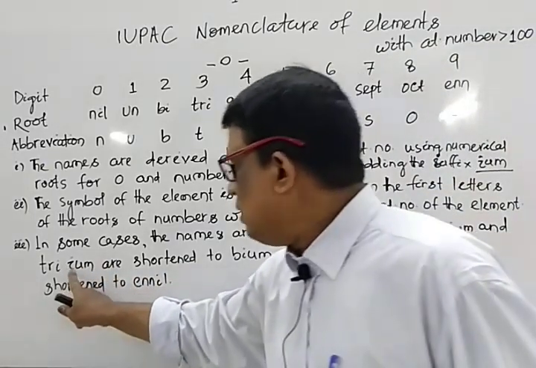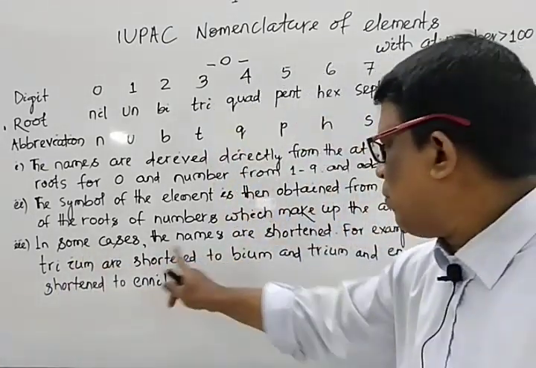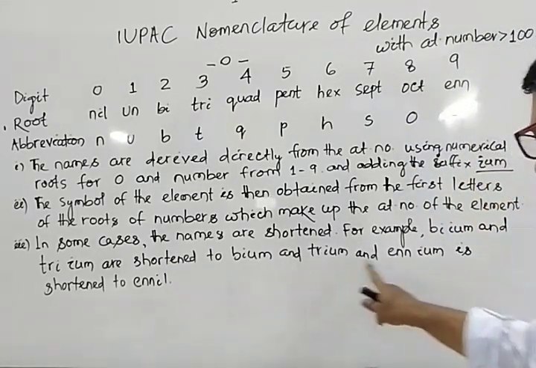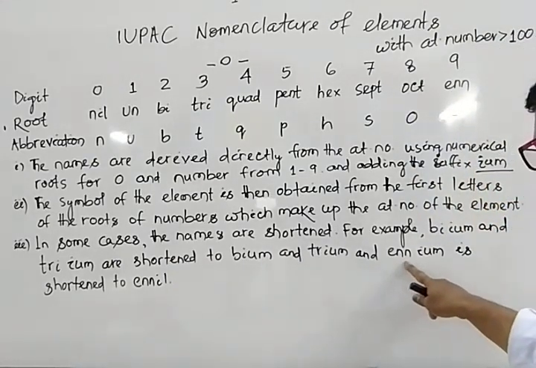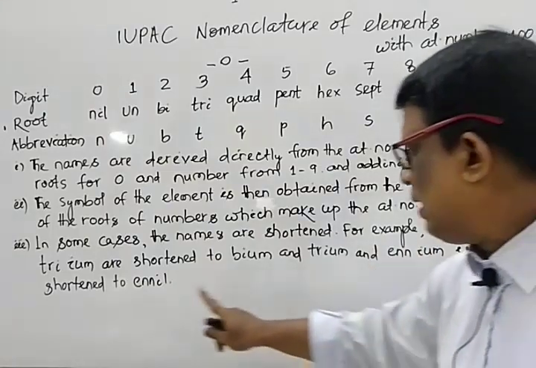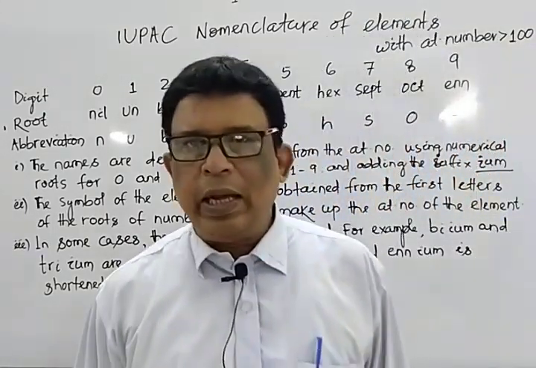That means since 2 i's are there, it is shortened to 1 i. In the case of bium and trium, it is also known as bium and trium. And also in the case of enium, it is shortened, as 2 n's are there, to enil.